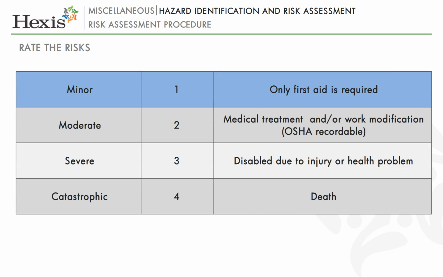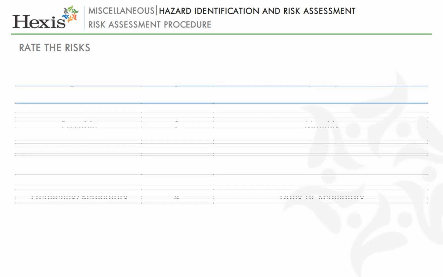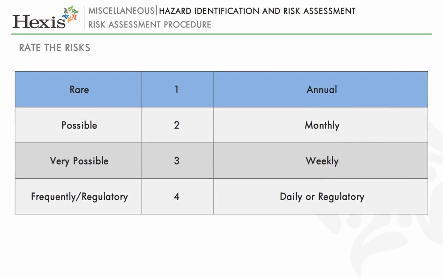Severity level is possible severity due to exposure to danger while carrying out normal working activities. Next, identify the frequency of exposure to the identified hazard. Frequency of exposure is expected frequency of occurrence due to exposure to danger during the normal execution of an activity.